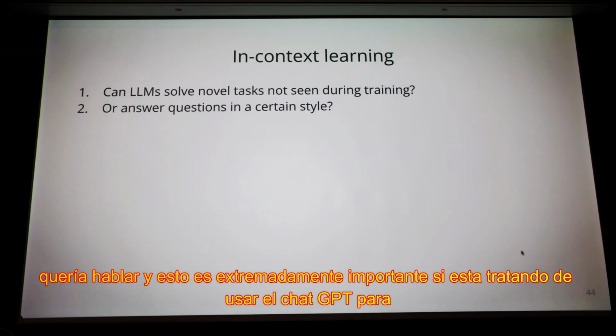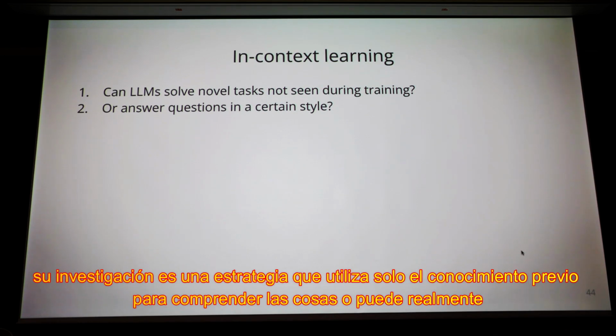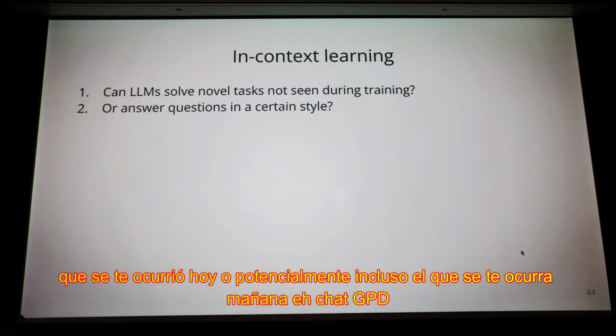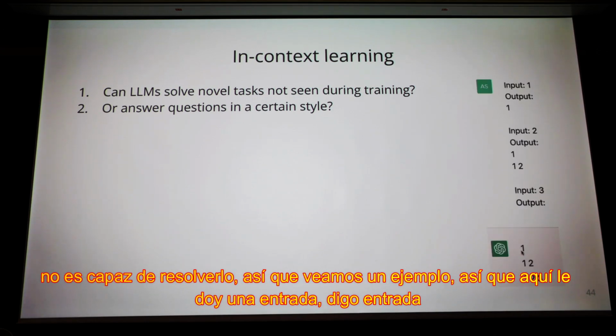So the next thing I wanted to talk about, and this is extremely important if you are trying to use ChatGPT for your research, is: is ChatGPT only using prior knowledge to understand things? Or can you actually teach it novel tasks? If it's only using prior knowledge, it's possible that a new task that you came up with today, or potentially even the one you come up with tomorrow, ChatGPT is not able to solve. So let's look at an example.